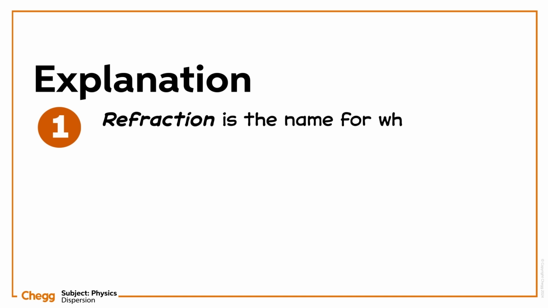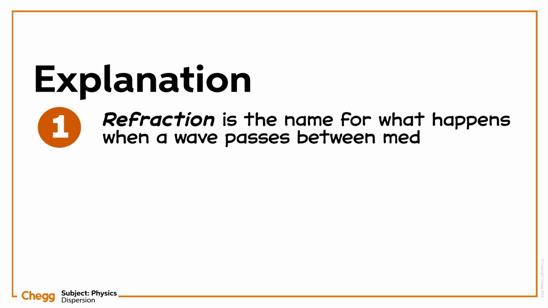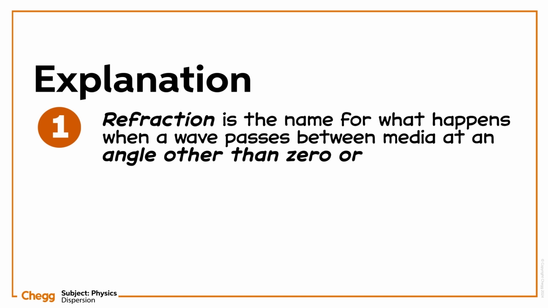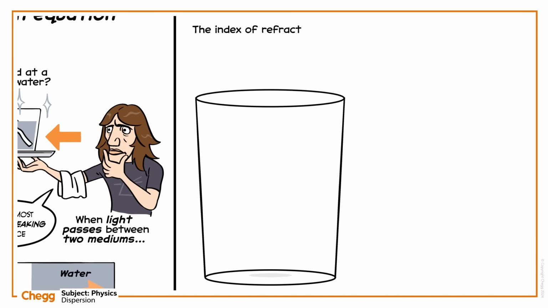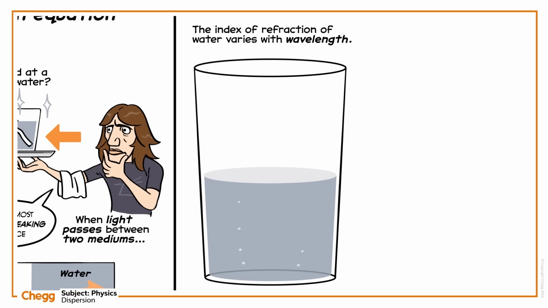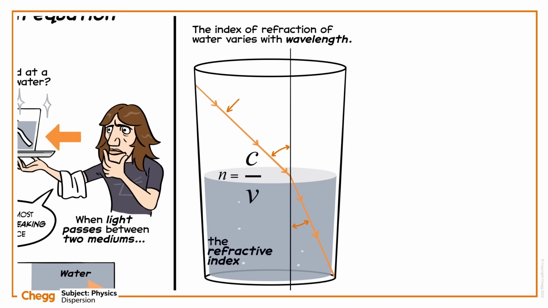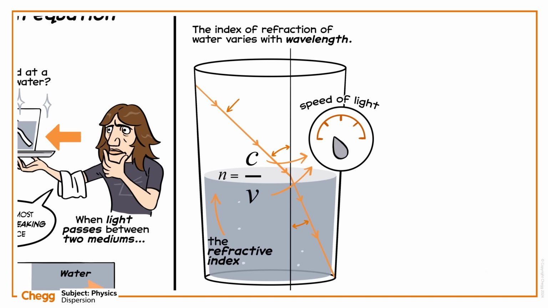Refraction is the name for what happens when a wave passes between media at an angle other than 0 or 90 degrees. The rays of light bend. The index of refraction of water varies with wavelength. How much different rays refract depends on the refractive index, the ratio between how fast light travels in a vacuum and how fast light travels in that specific medium. The refractive index, n, is equal to the speed of light in a vacuum, c, divided by the speed of light in a medium, v.